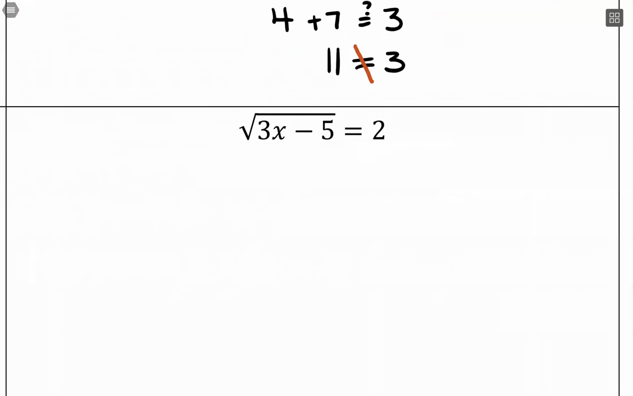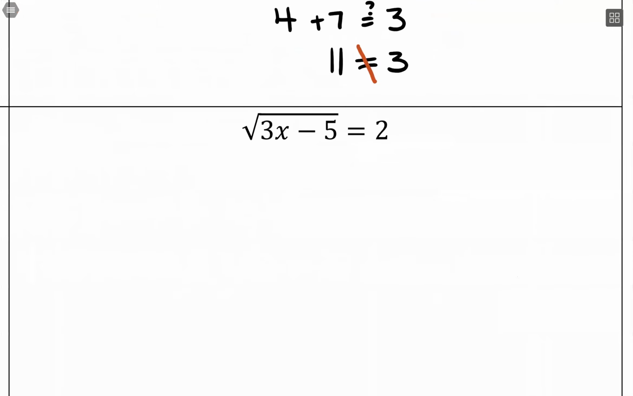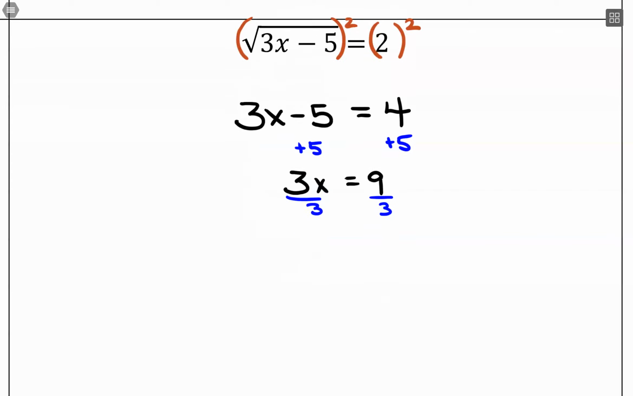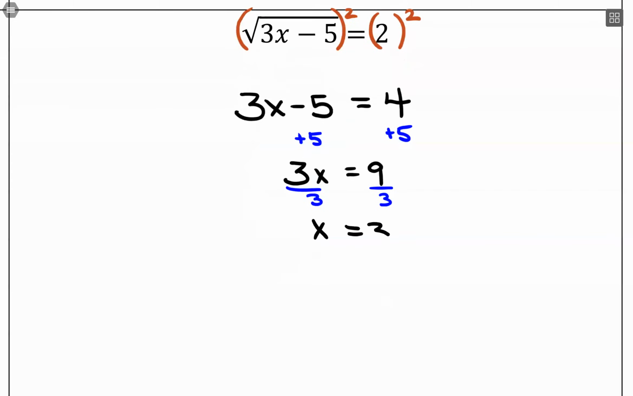Alright, last example here. Our radical's all isolated, so we don't need to move anything around. I can just go ahead and square both sides of the equation. So that'll give us 3x minus 5 with no radical equals 2 squared, which is 4. We're going to add 5 to both sides of the equation, which will give us 3x equals 9. Divide both sides by 3. That'll give us x equals 3.